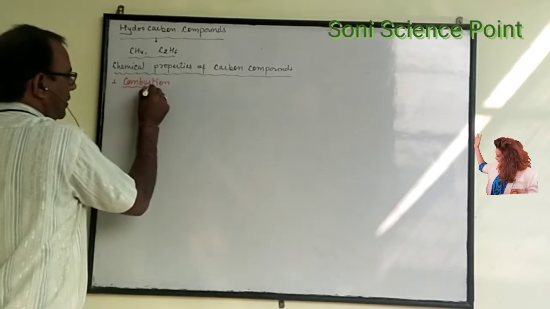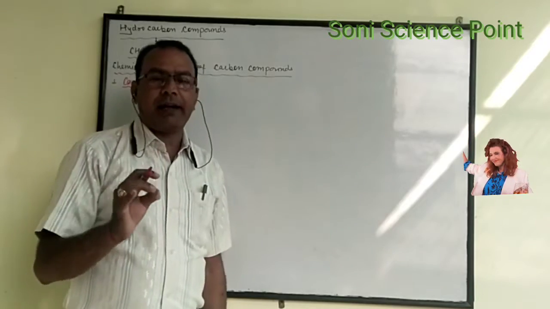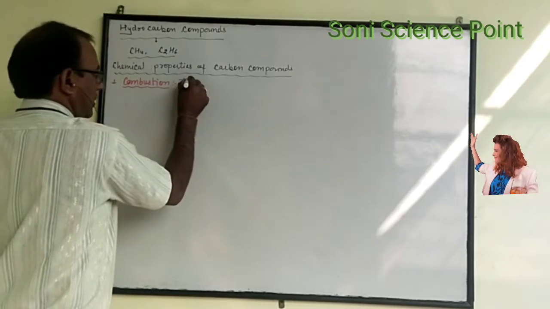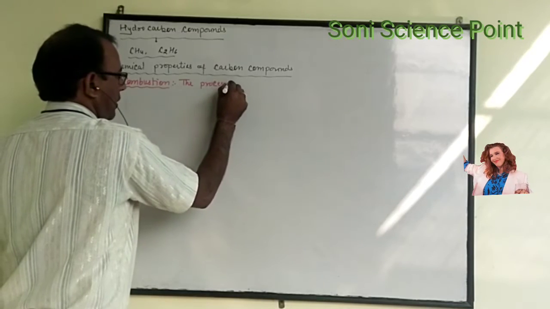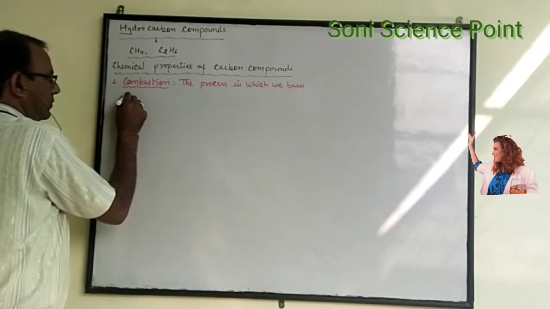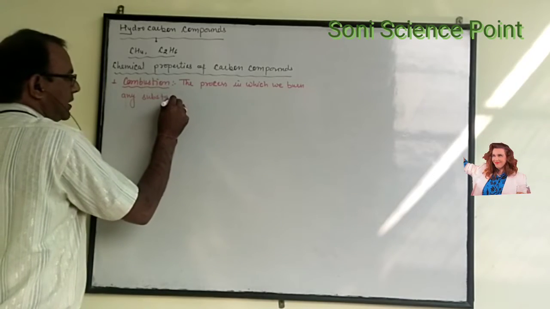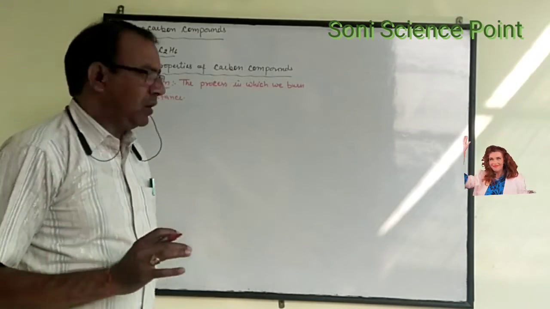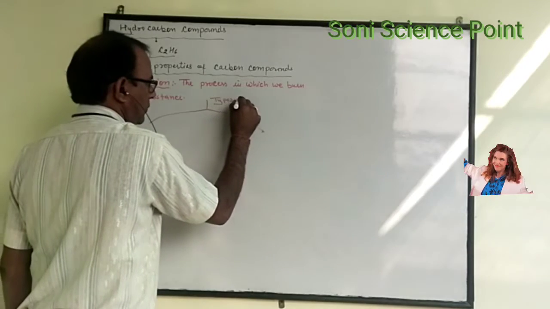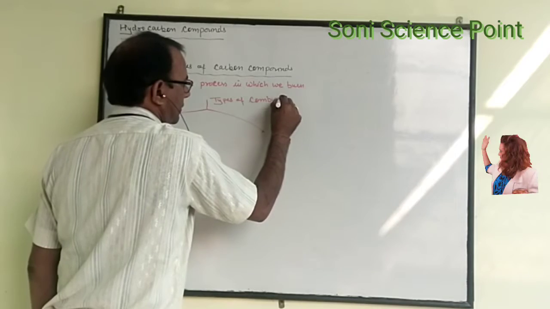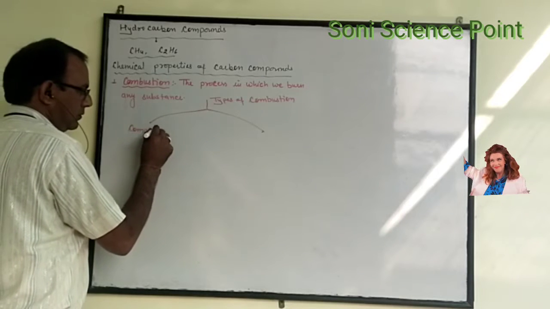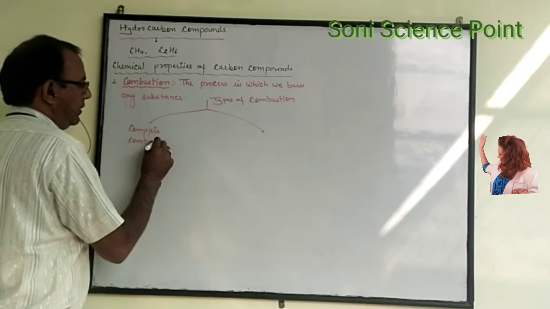What is combustion? The process in which we burn any substance, any carbon compound, or we can say the burning of any substance, that process is called combustion. There are two types of combustion: complete combustion and incomplete combustion.